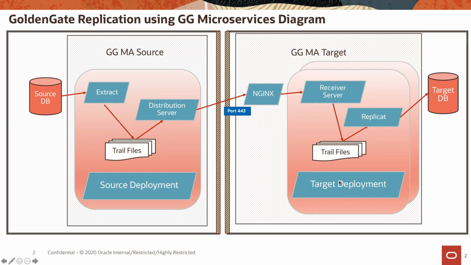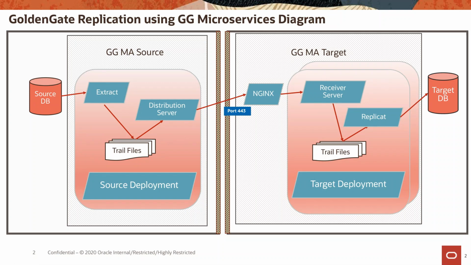And also in the target deployment, we have multiple deployments in this microservice architecture. And we're going to send the data to a specific deployment, which is writing to the Oracle 19c database. So the data, when it reaches the Nginx server, it will be passed to a receiver server, and then the trail file will be landed in the trail file location for this target deployment, and then the Replicat process is going to pick the trail file and then push the data to the target database, which is a 19c database.